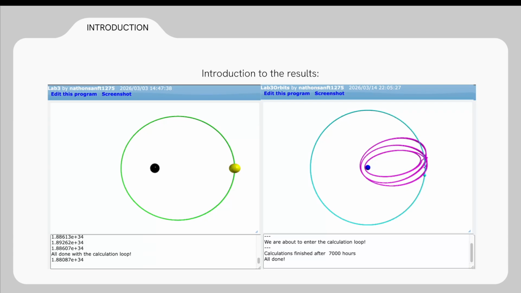Now, a quick introduction. In the first half of the lab, we were determined to find the mass of a black hole based off an observed orbit. The calculated mass I found for the black hole was around 1.881 times 10 to the 34th kilograms. In the second half of the lab, we were determined to find the initial velocity that would allow a rocket ship to orbit around a planet and a moon at the same time. As you can see, I was able to create an orbit that has an elliptical path around the planet and every once in a while shoots off around the moon.